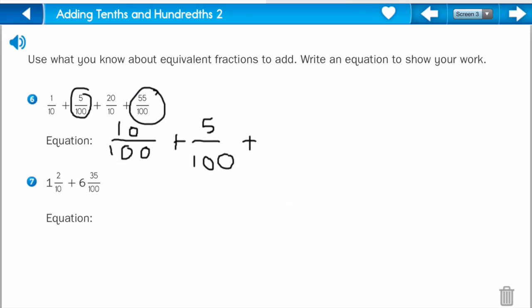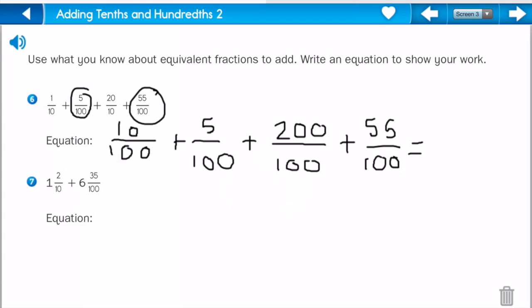Oh, sorry, my mistake. I have 20 tenths. So what I'm going to do is change my denominator to 100 because I wanted to match my other ones. And then, same trick as before. I put my 20 on top, and then I just add another 0 because I added a 0 to the bottom, so I know I need to add another 0 on the top. And now I can leave my 55 hundredths the same. Okay, now I need to add all these together.